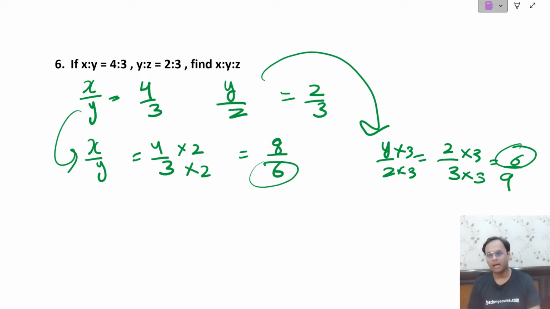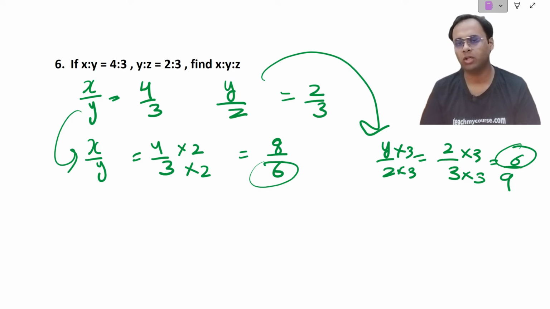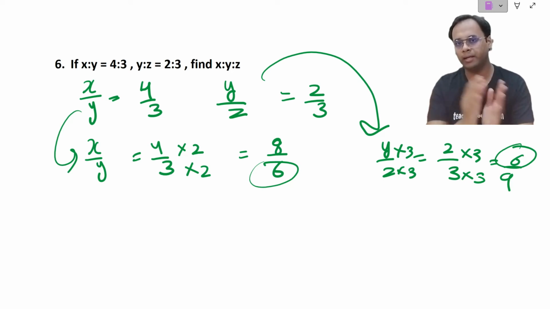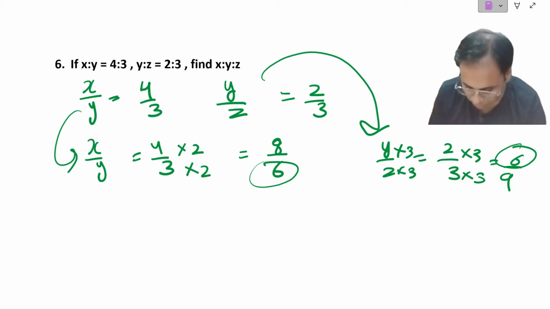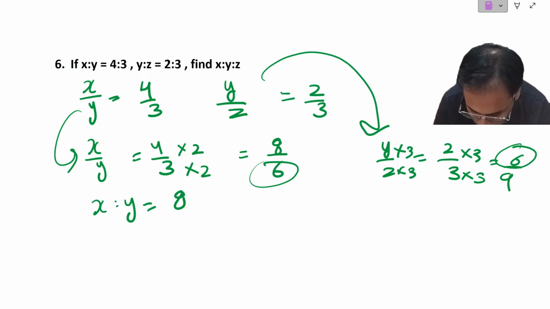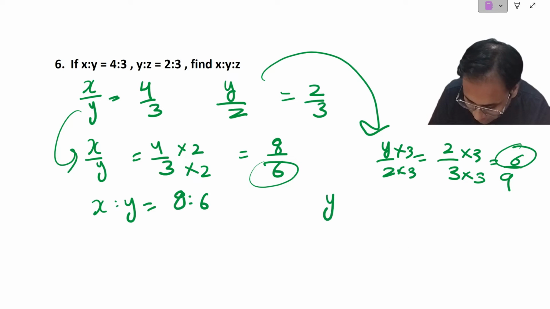So that direct comparison can be made, because direct comparison can be made only when we equate the common part. So the common part is y. We equate in both the fractions the value of y to be equal, which is 6. So now we can have a direct comparison, now we have x is to y equal to 8 is to 6 while y is to z equal to 6 is to 9.